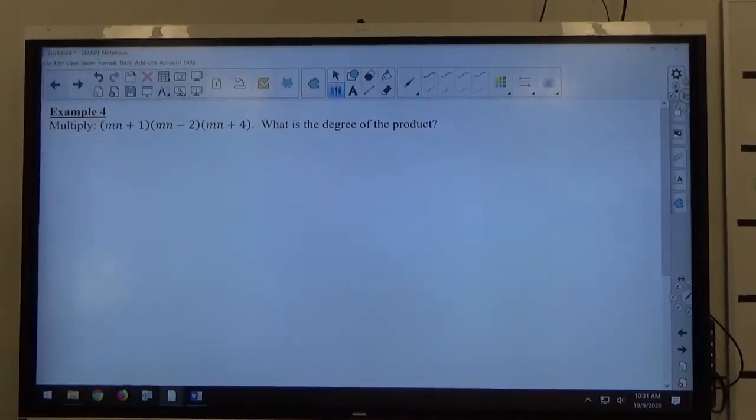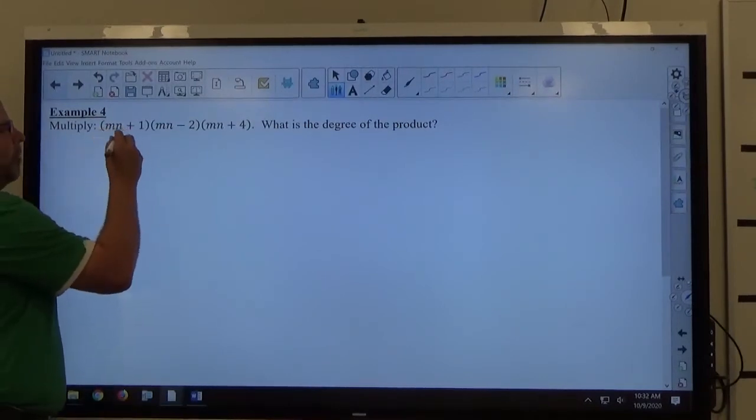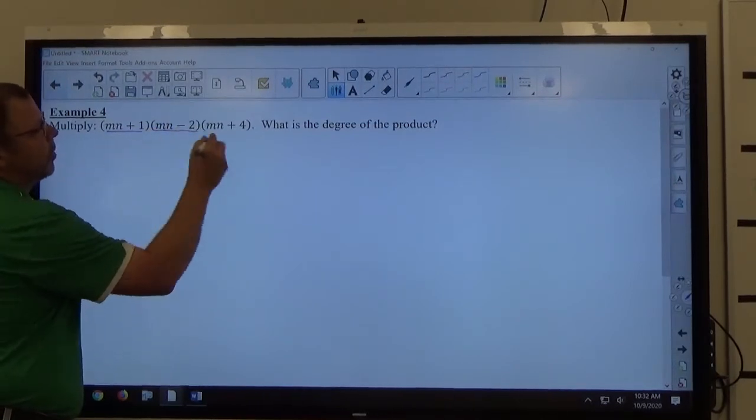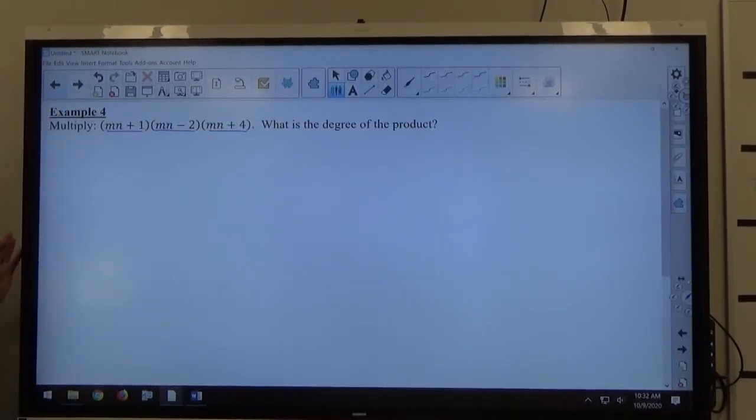Example 4, we're going to multiply mn plus 1 times mn minus 2 times mn plus 4. So we have 3 different binomials being multiplied. So mn plus 1, 2 terms, times mn minus 2, 2 terms, times mn plus 4, 2 terms.